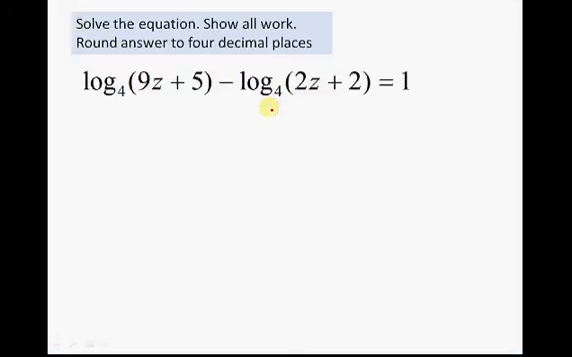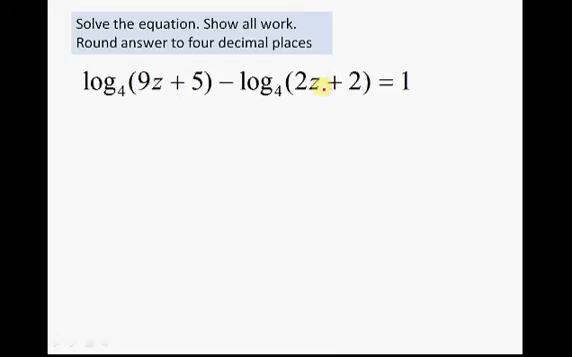Okay, directions. Solve the equation. Show all work and round the answer to 4 decimal places. Whoa, look at this problem. It is kind of big. It looks really big, doesn't it? Log base 4 of the quantity 9z plus 5 minus log base 4 of the quantity 2z plus 2 equals 1. All this on the left-hand side is just equal to 1. Isn't that pretty amazing? A whole bunch of stuff to just say it's 1.